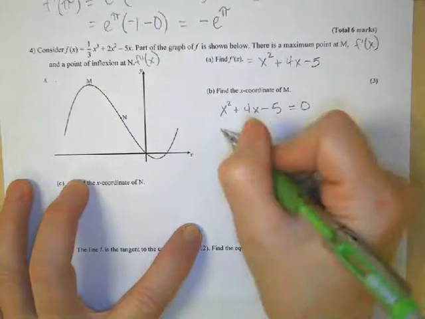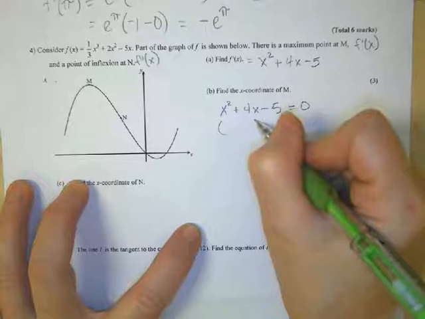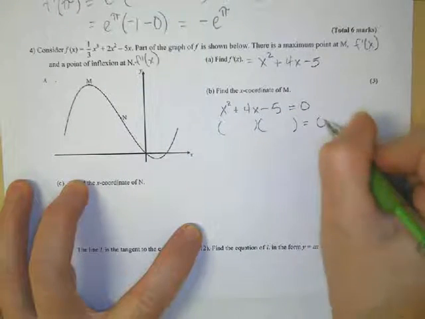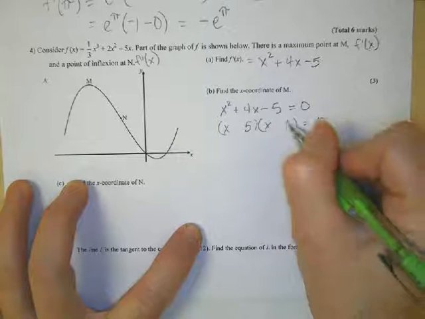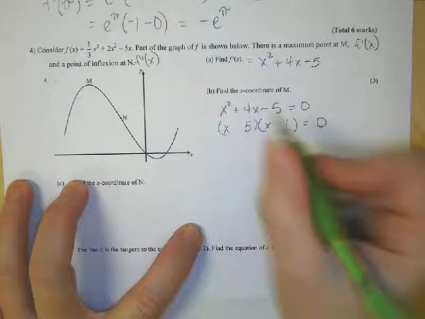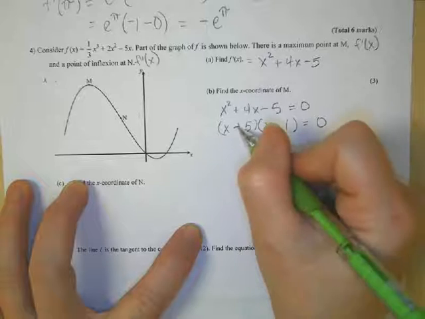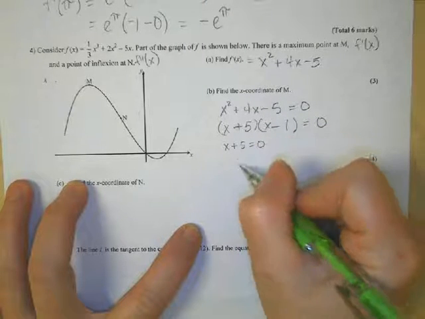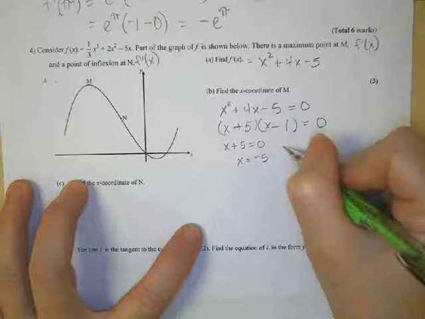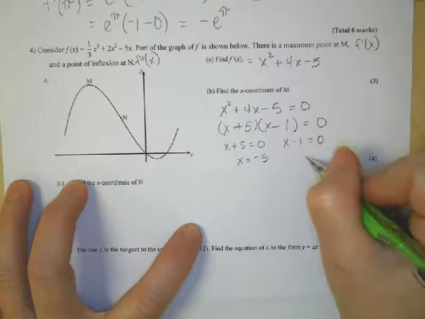I'm going to factorize it, and I'm going to have x times x. 5 is going to be a 5 and a 1. I need more positives than negatives, so I'm going to put plus 5 and minus 1. So if I solve this, x plus 5 equals 0, I get x equals negative 5, and x minus 1 equals 0, I get x equals 1.